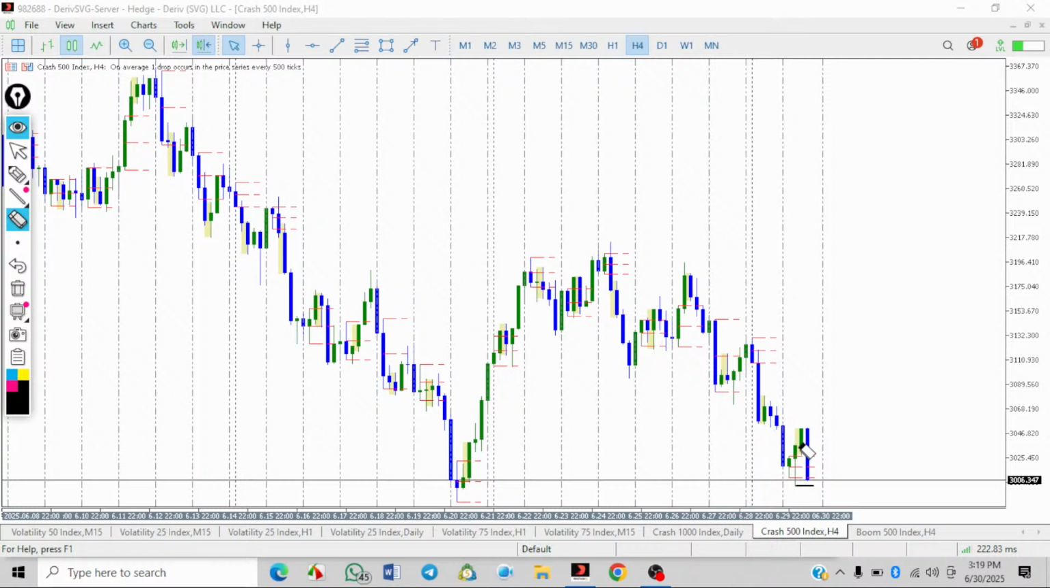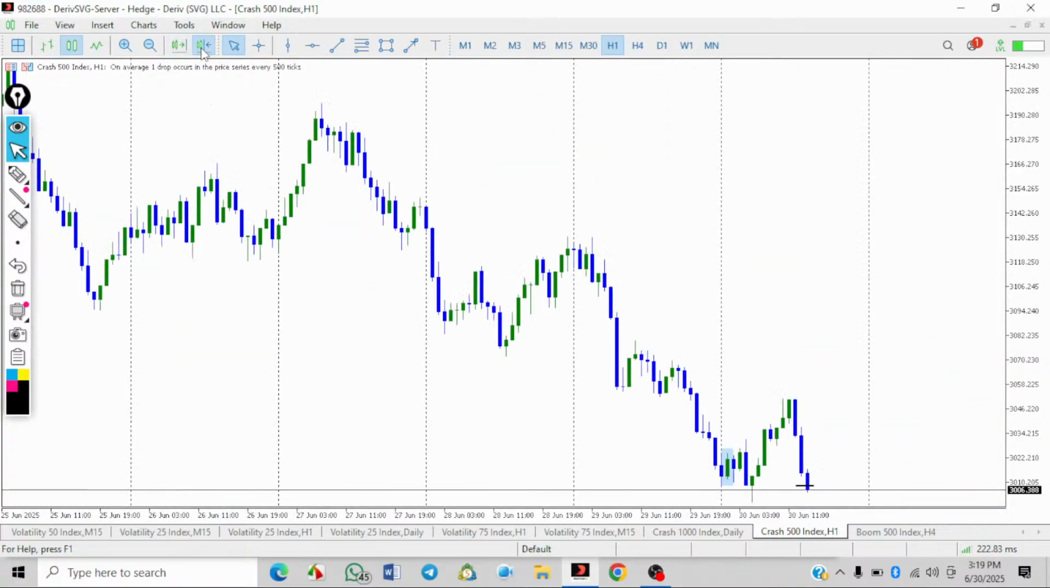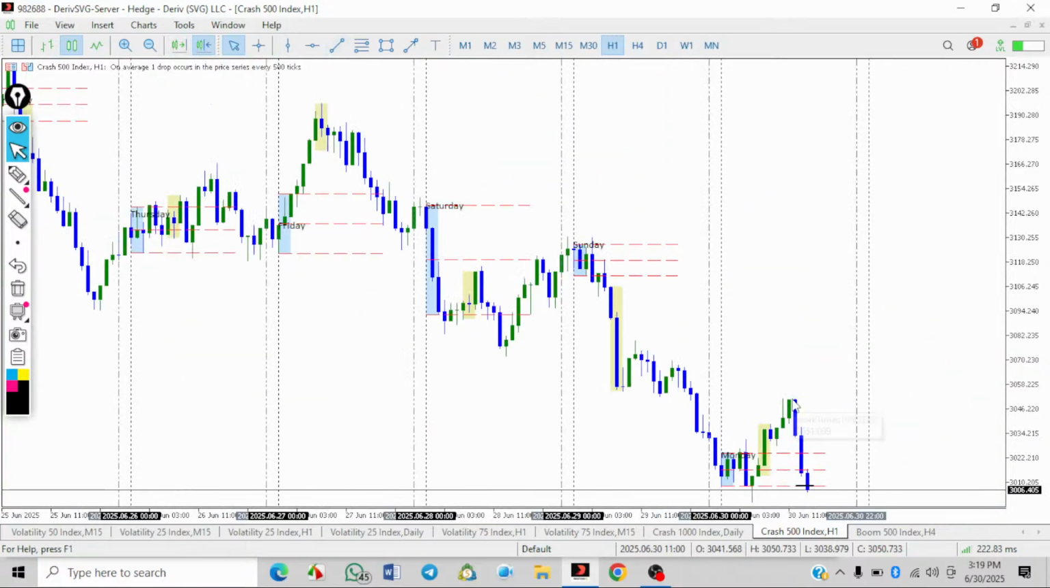So the same thing. On the 1 hour time frame, you can see your CRT very well. So you can see this is it. Your CRT is very, very important. You need to understand your CRT candle. So that's how you determine your draw on liquidity.